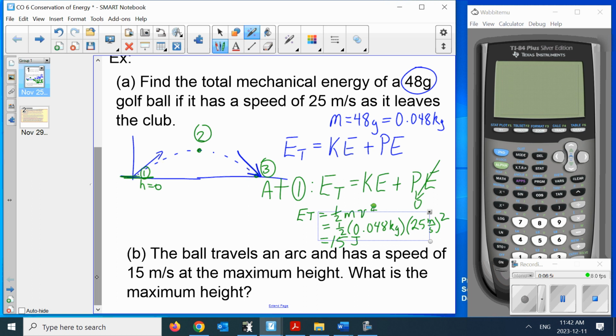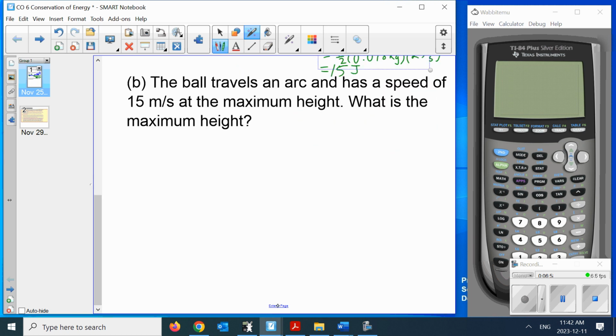So to do question B, the ball travels an arc, I have that drawn, and has a speed of 15 meters per second at the maximum. What is the maximum height? This is the second, at what we labeled as 2.